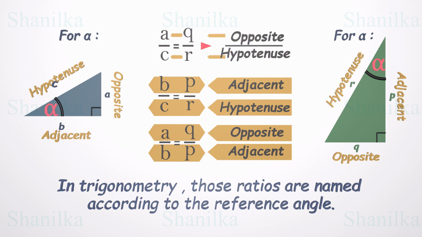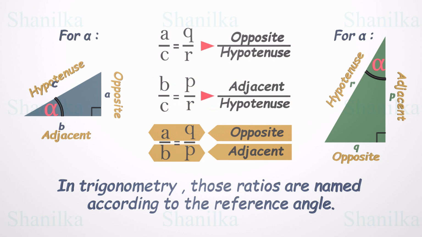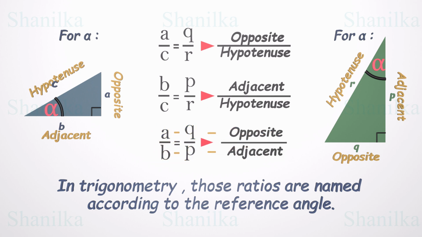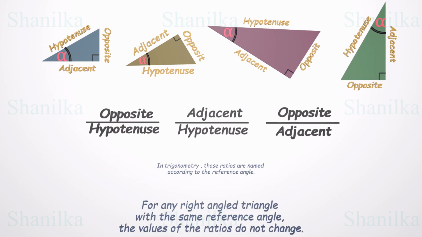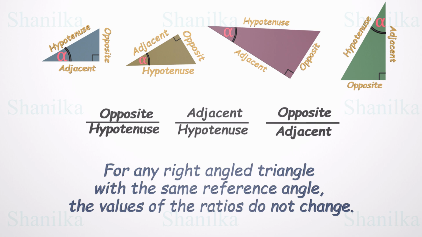So the first relationship is the ratio between the opposite and hypotenuse of the alpha angle. The second relationship is the ratio between the adjacent and hypotenuse of the alpha angle. The third relationship is the ratio between the opposite and adjacent of the alpha angle of a right-angled triangle. For any right-angled triangle with the same reference angle, the values of the ratios do not change.